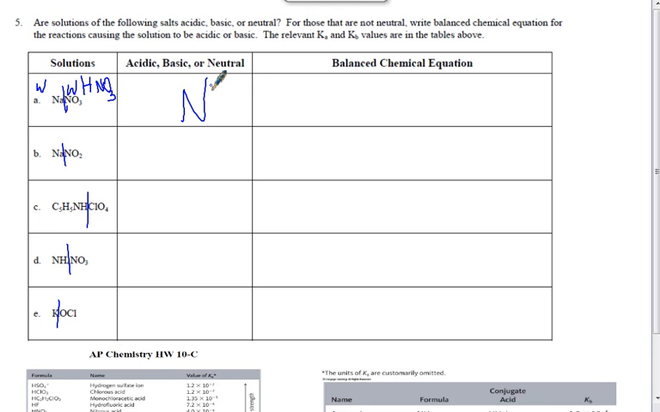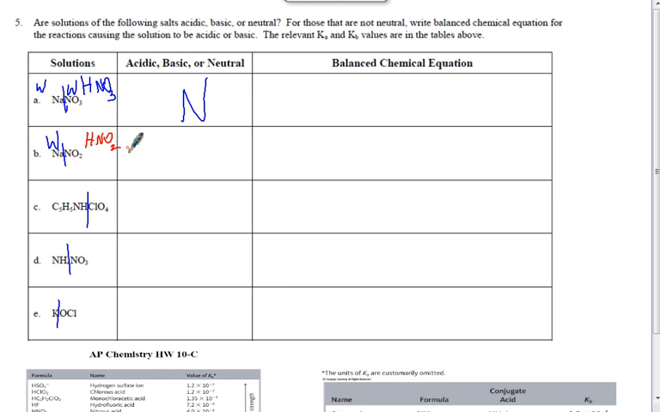In B, we've got sodium again. Is sodium going to be a strong acid or base? Its conjugate is a very strong base, so it's going to be incredibly weak. However, nitrite, what's the conjugate of nitrite?